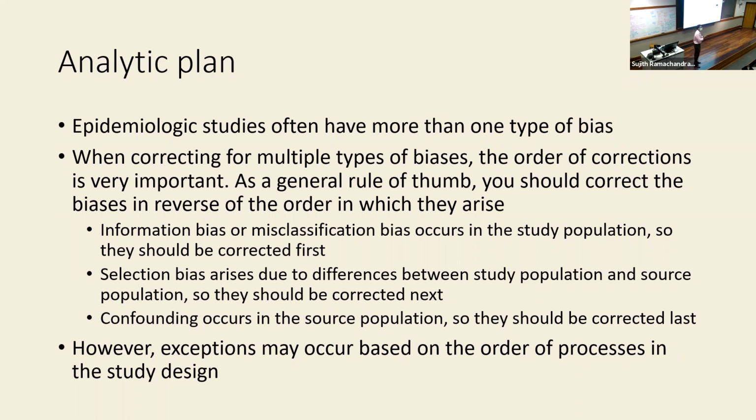What I just showed is the really easy part. The more difficult part is putting together an analytic plan for how you're going to do your QBA, what numbers you're going to use, how you're going to justify it to your reviewers, and gain confidence in your study results. And this is particularly challenging because most studies have more than one type of bias.